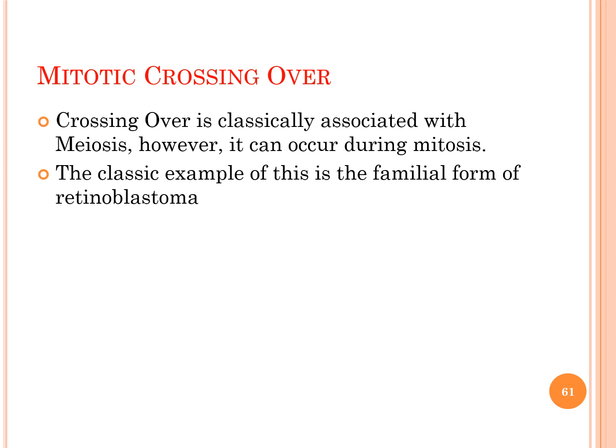Mitotic crossing over does occur, as I said earlier. It's something we associate with meiosis. It does sometimes occur in a way that is clinically significant. It produces what we refer to as the familial form of retinoblastoma. And retinoblastoma may be a disease that we come back and discuss in more detail later.